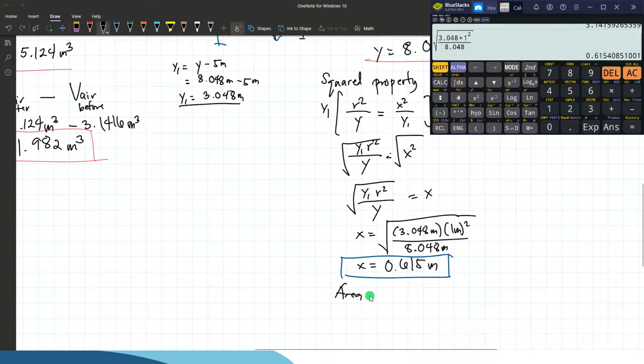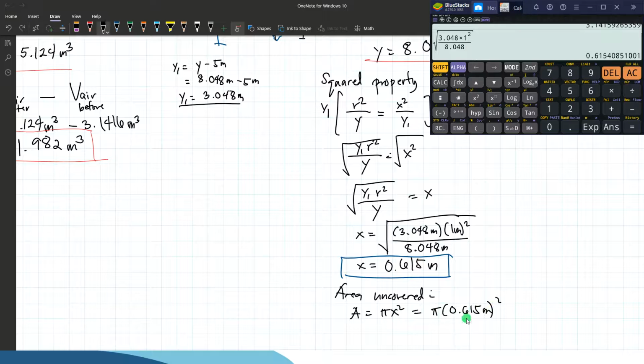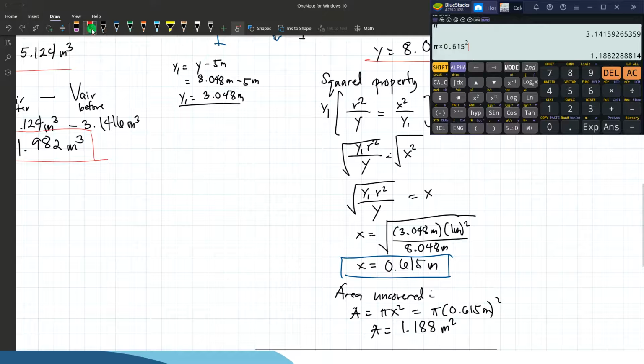Okay, so the area uncovered is equal to pi r squared, or pi x squared. So pi times 0.615 meters squared. So the area is pi times 0.615 squared, 1.188 square meter. That's the answer for letter E.